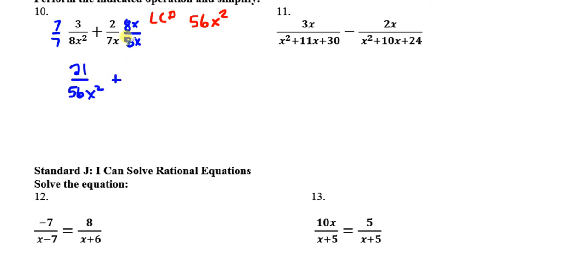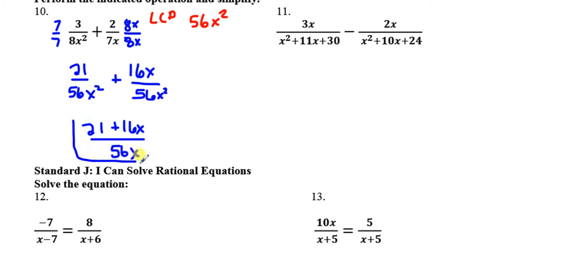plus 16x over 56x to the second. And now we can add them. So we have 21 plus 16x. Might be a little better to say 16x plus 21, but that's fine, just like this, over 56x squared. And there is our solution.